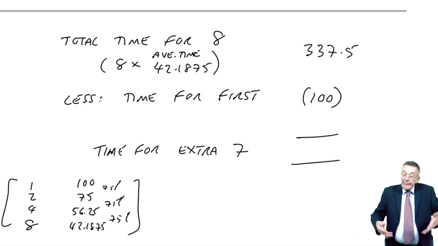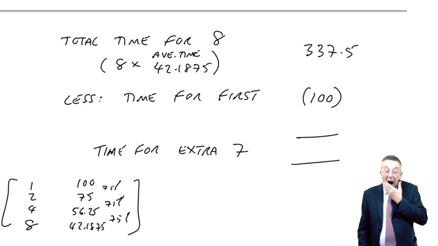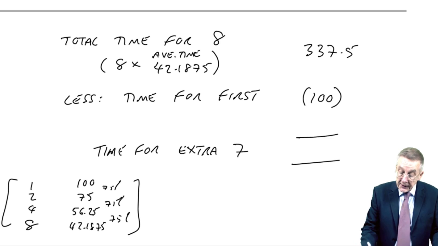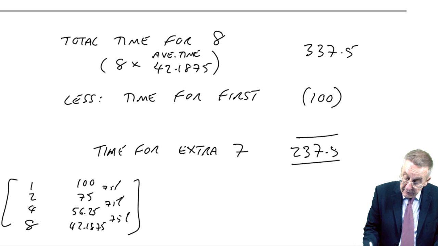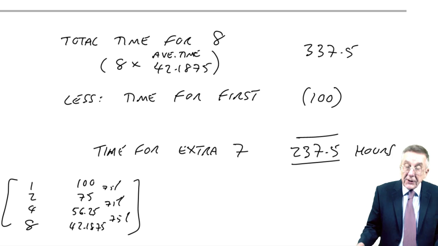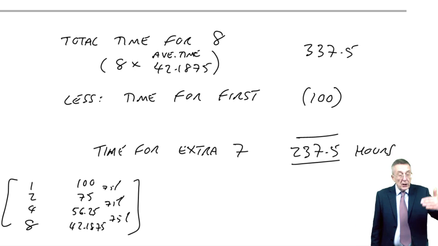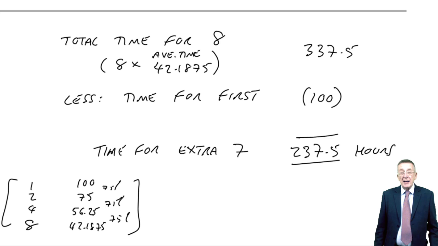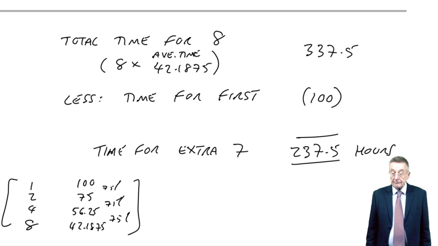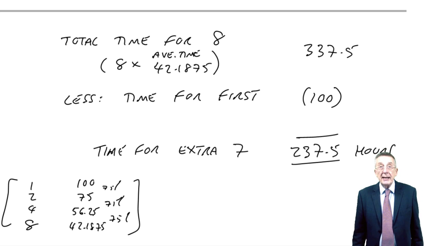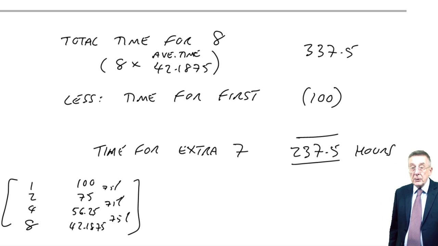And so, what's the answer? 337 in total, 100 for the first. The time is 237.5. Now, sorry, don't misunderstand me. I know we've done all those workings earlier. But I was going step by step to try and explain the rule. In the exam, you don't have to waste time. That would be your approach.